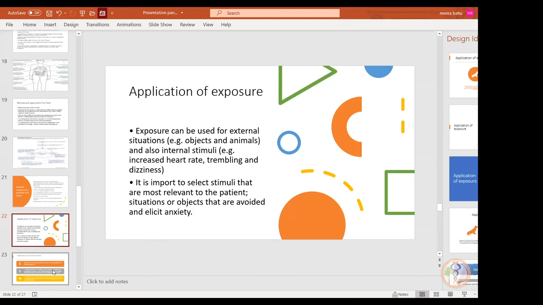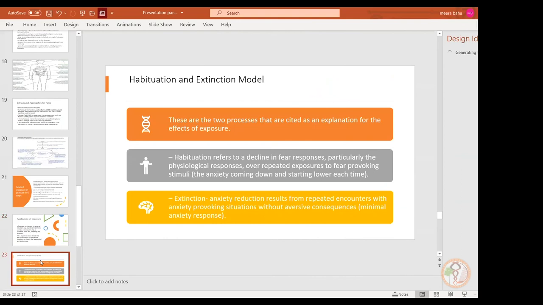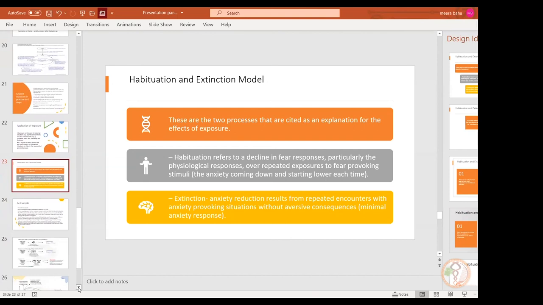Okay, so that's the application. It's that habituation extinction model. So we are looking at habituation again. These are the two processes that are cited as an explanation for the effects of exposure. Habituation is a decline in fear responses, particularly physiological responses, over repeated exposures to a fear-provoking stimulus.